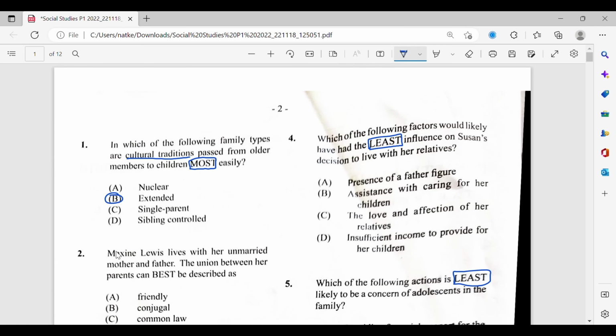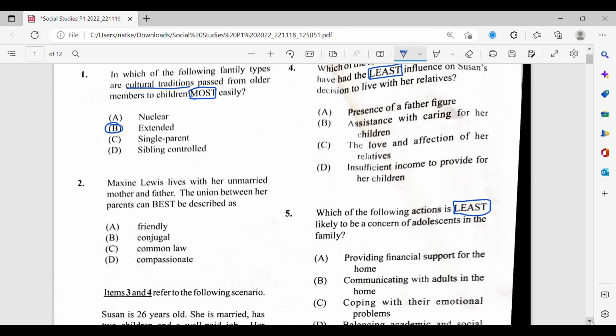Number 2, Maxine Lewis lives with her unmarried mother and father. The union between her parents can best be described as friendly, conjugal, common law, or compassionate. So this would have been a common law union because they are unmarried and living together.